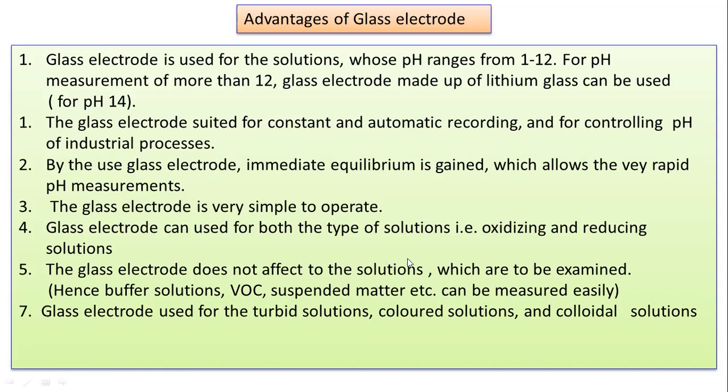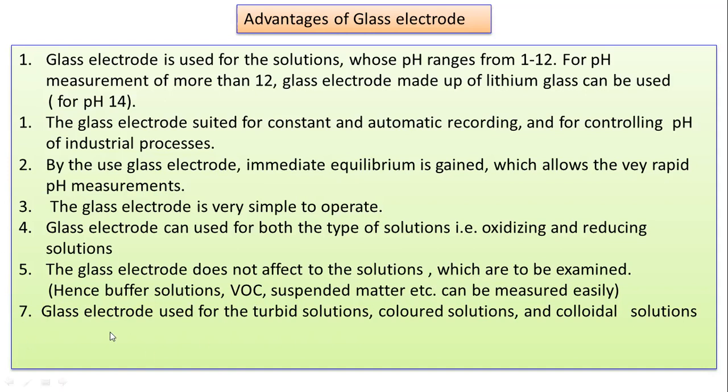The glass electrode can be used for both types of solution, that is, the solution may be oxidizing or reducing. For both types of solutions, the glass electrode can be used to know the pH of the particular solution. The glass electrode does not affect the solutions which are to be examined. This is a very important point. The glass electrode should not react with or affect the solution under examination, and this condition is fulfilled by the glass electrode.